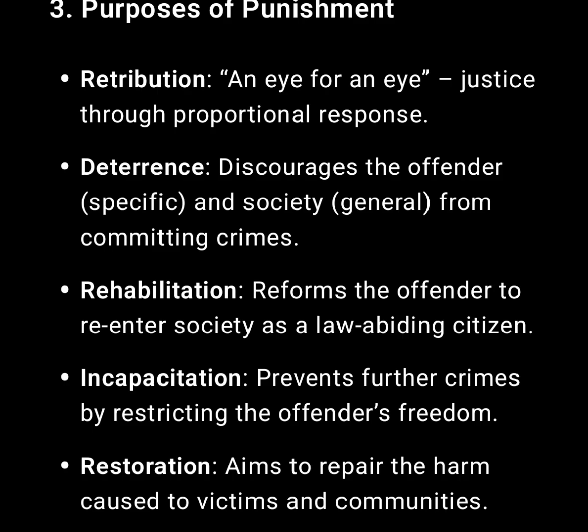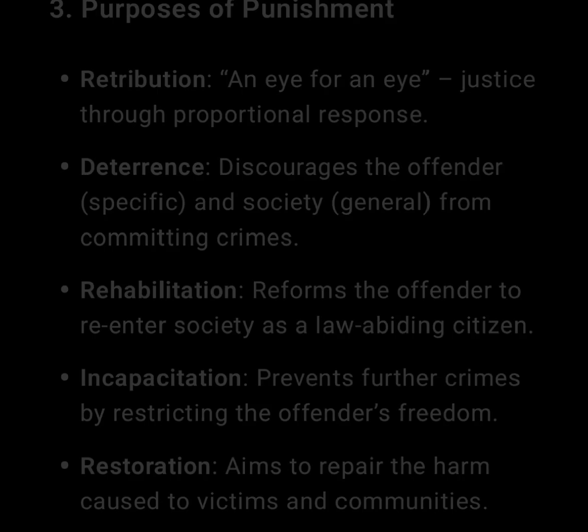Rehabilitation: reform the offender to re-enter society as a law-abiding citizen. Incapacitation: prevent further crimes by restricting the offender's freedom. Restoration: aim to repair the harm caused to victims and communities.